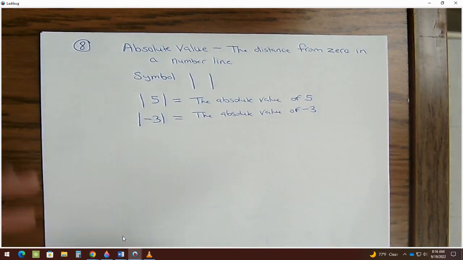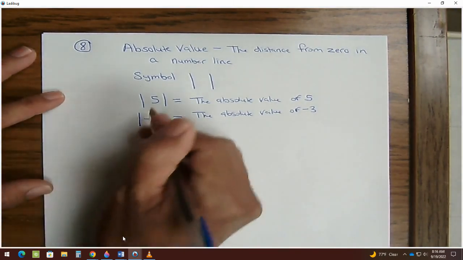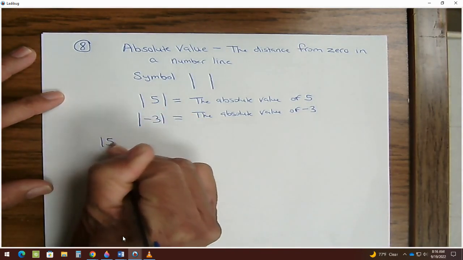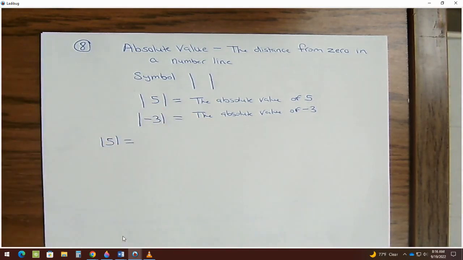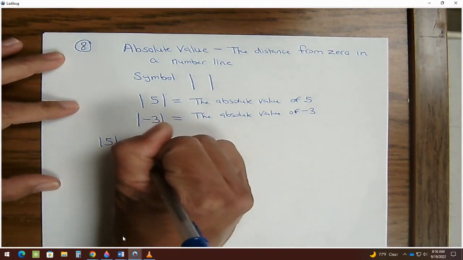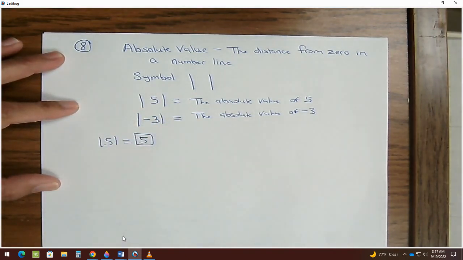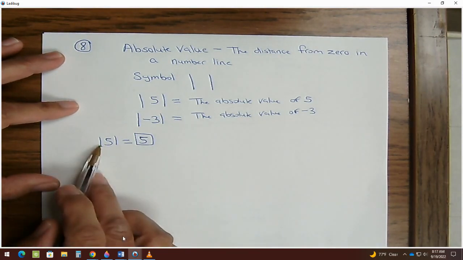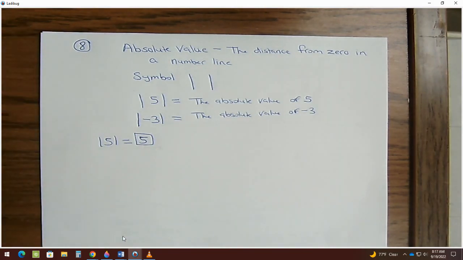Now, if they give me the question, absolute value of 5, what do you think the answer would be? Look at the definition. The definition is the distance from 0. You would just say the answer is 5. You're done. If you look at the number line on the wall, if you're at 5 and you count from 5 to 0, you're going to count how many units? 5. That's all it's telling you. Questions?